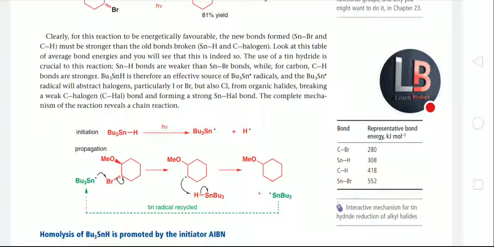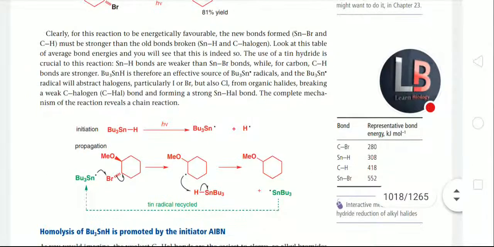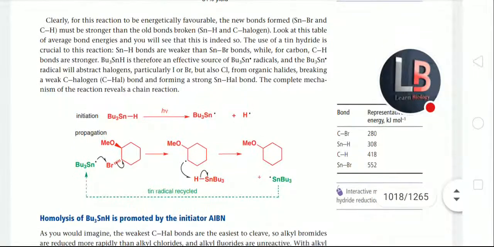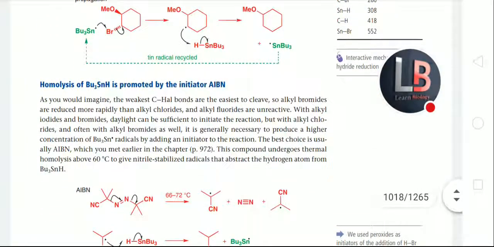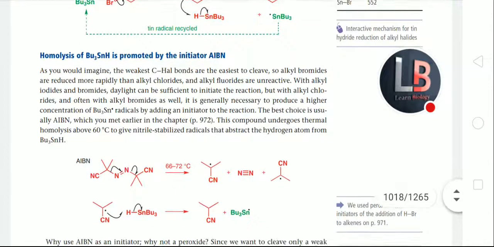Representative bond energies in kilojoules per mole: C-Br 280, Sn-H 308, C-H 418, Sn-Br 552. Initiation, propagation. Homolysis of Bu3SnH is promoted by the initiator AIBN. As you would imagine, the weakest C-halogen bonds are the easiest to cleave. So alkyl bromides are reduced more rapidly than alkyl chlorides, and alkyl fluorides are unreactive.